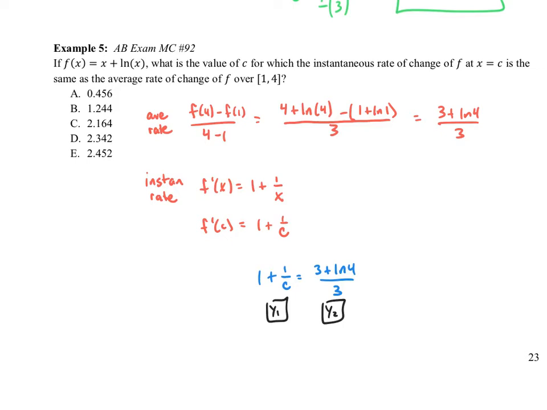I've already done this on my calculator, and so I get c equal to 2.164. And remember, the c is just the x value. It's just the dummy variable there. So you're looking for the x value of the intersection, and that's going to be the letter c on this problem. Okay, let's move on to the next page.